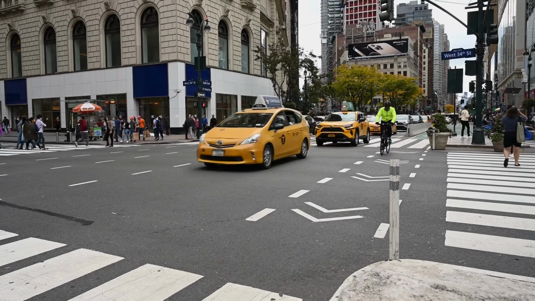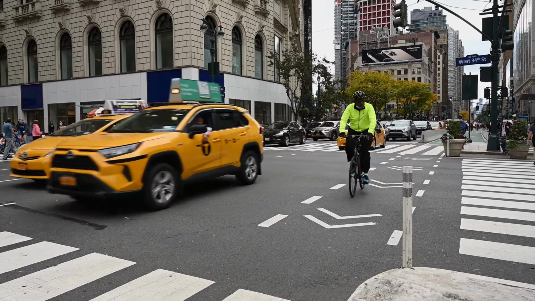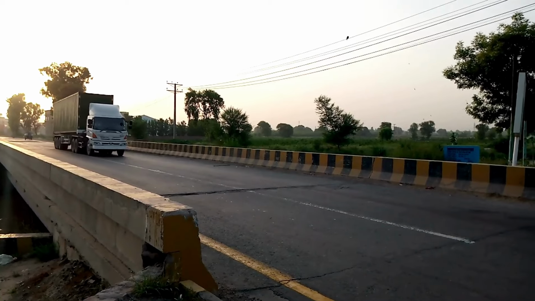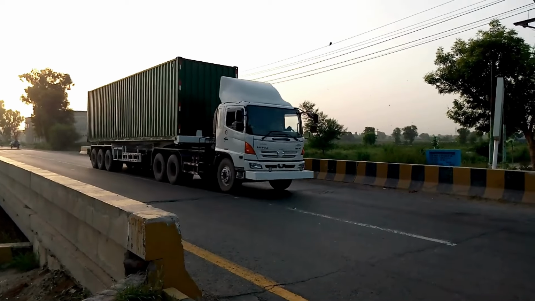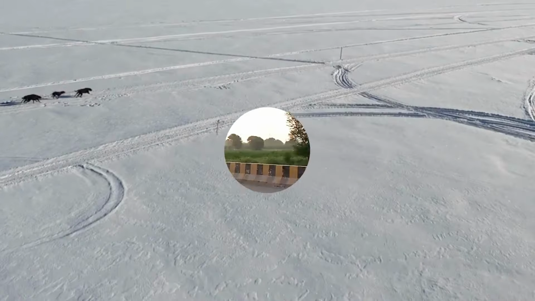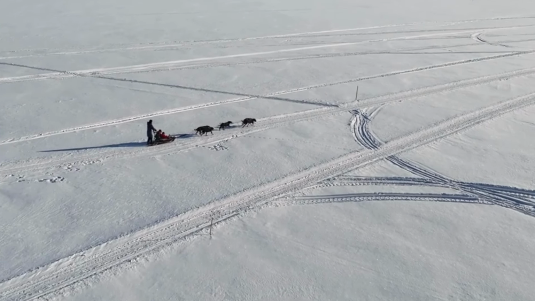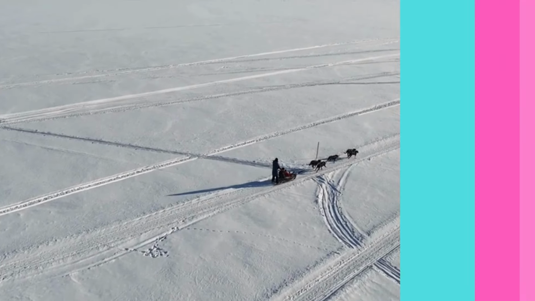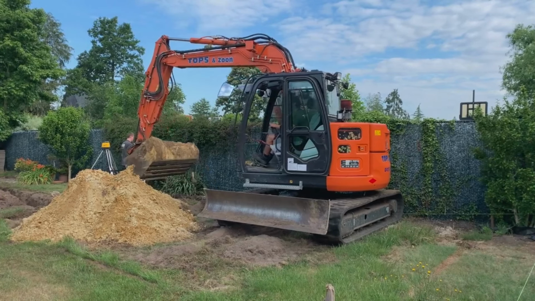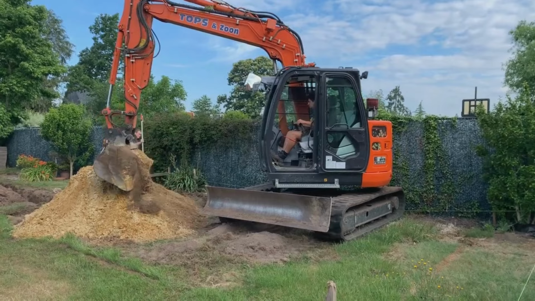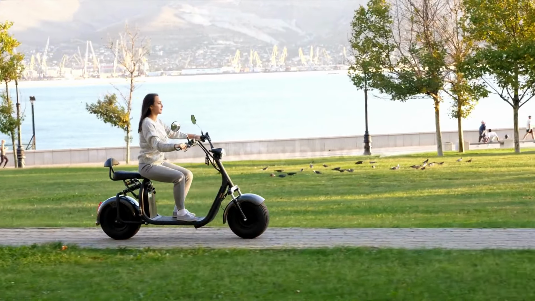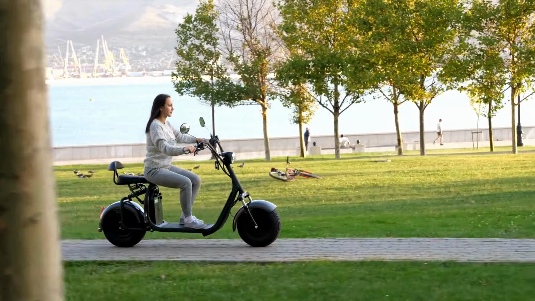C is for cab. D is for dumper truck. D is for dog sled. E is for excavator. E is for electric bike.